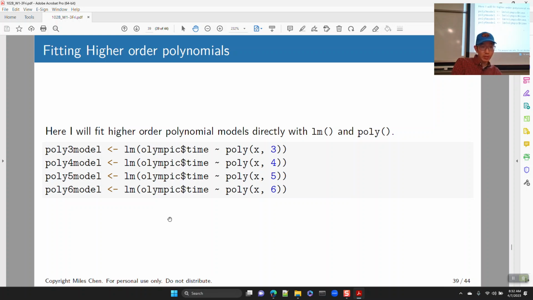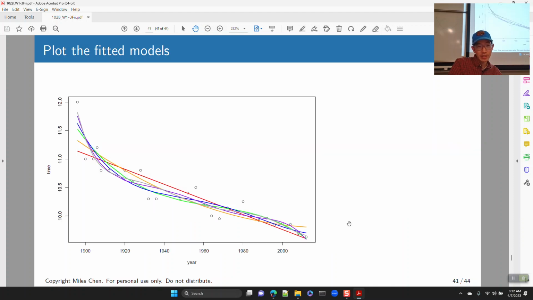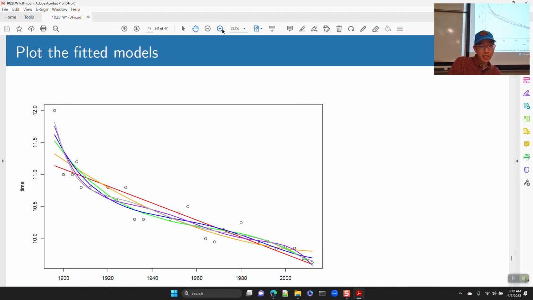And we just want to see how our fit improves as I keep increasing the order of my polynomials. So I have my third order model, fourth order model, and so on and so forth. I'm going to plot all of the fitted values for each of these. So I've got my linear fit, second order fit, third order fit, and we're going to plot them in red, orange, green, blue, purple, and I guess dark gray. And what does this look like? It looks like this, which is kind of pretty.